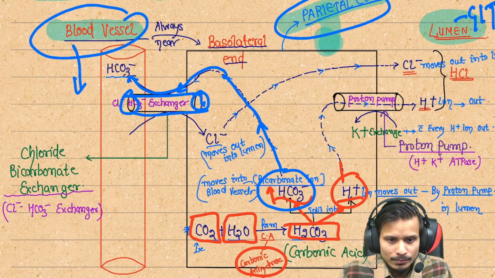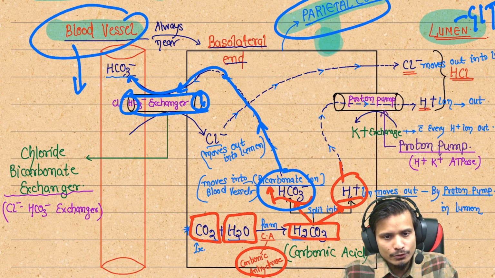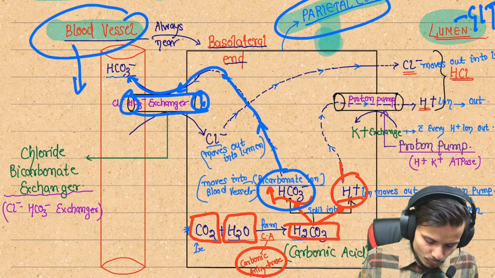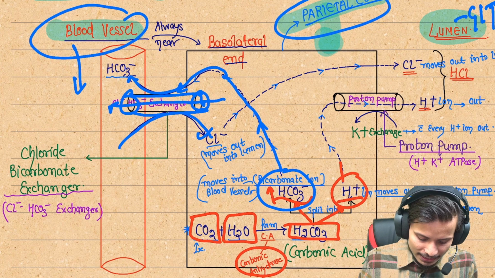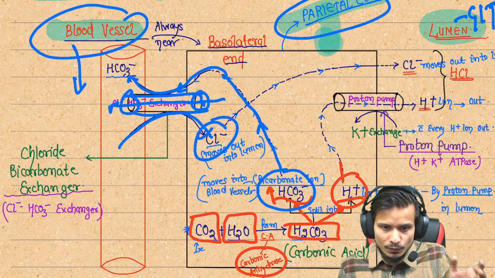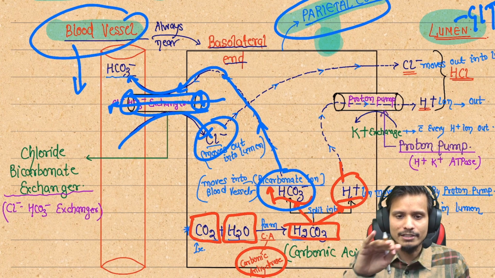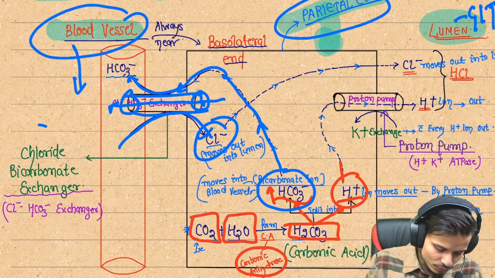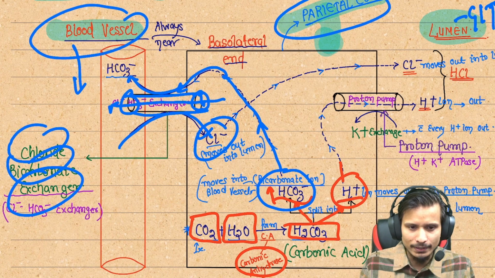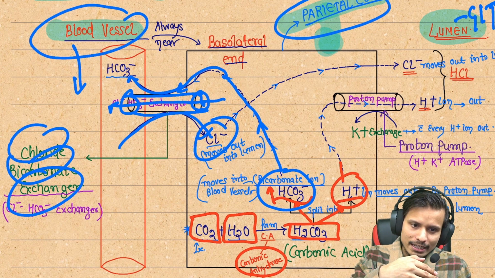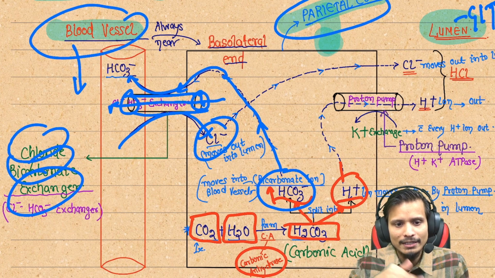Bicarbonate is inside the blood vessels, but here there is also an exchanger. This is also a type of exchanger. The channel used here to move these molecules into the blood vessels also exchanges something inside, and that is the chloride ion. The chloride ion moves inside the parietal cell, and the HCO3 minus goes into the blood vessels. So their movement is called the chloride bicarbonate exchanger. It's simple. Chloride comes inside the parietal cell and bicarbonate goes into the blood. So their name is the chloride bicarbonate exchanger.